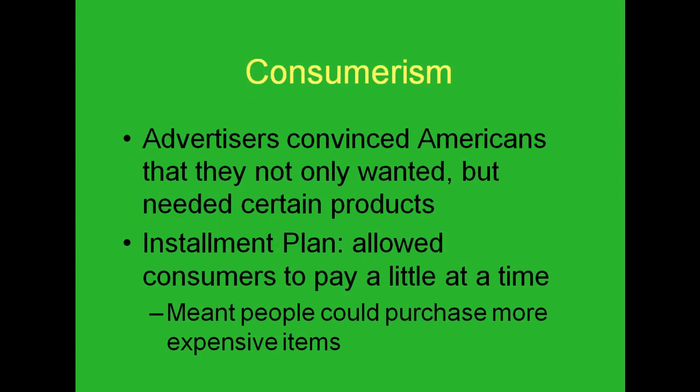Consumerism also contributed to the problems of the 1920s. As you saw in the previous presentation, advertisers convinced Americans that they not only wanted, but actually needed certain products. In order to buy those products, companies offered an installment plan which allowed consumers to pay a little bit at a time. This is kind of like a store layaway policy. It meant that people could purchase more expensive items by paying a little bit at a time.